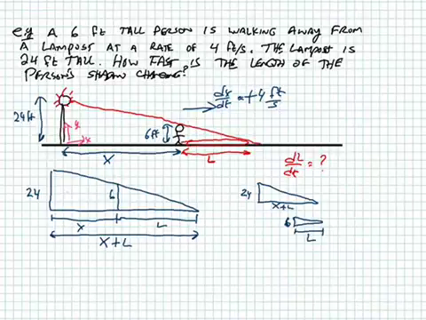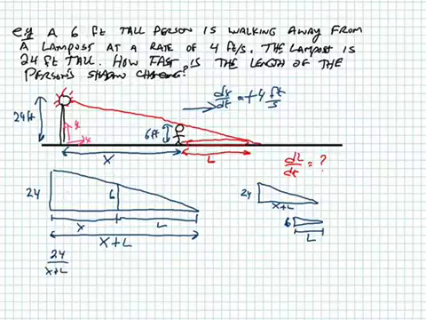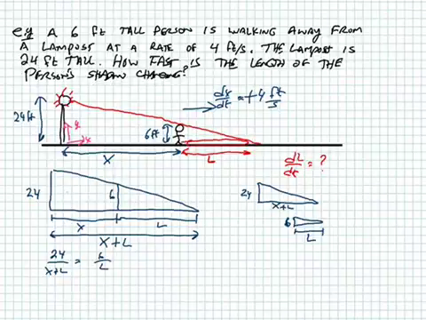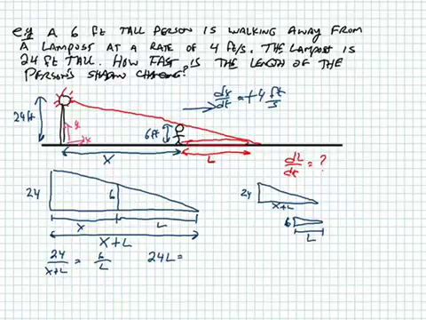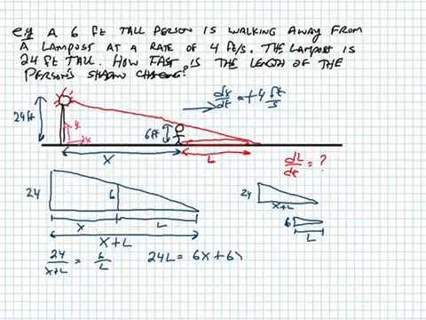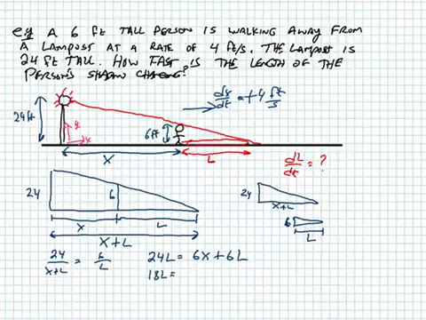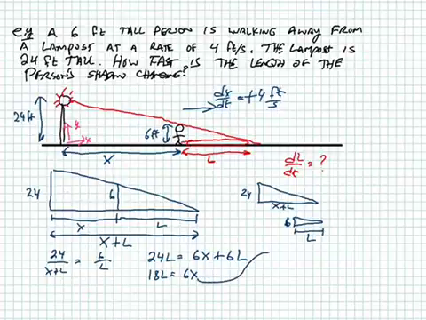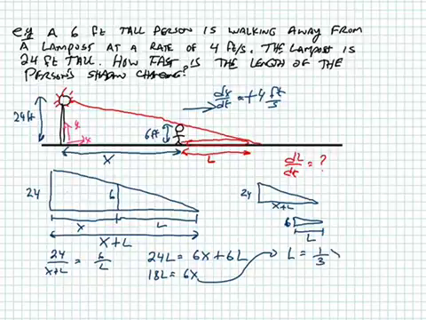So if I use similar triangles, I've got 24 over x plus L is equal to 6 over L. And again, I'm going to cross multiply. So I get 24L, and I'm going to distribute the 6 on the x plus L, so I've got 6x plus 6L. Let's see, I'm going to subtract 6L from both sides. So I get 18L is equal to 6x, or L is equal to 1/3 x.